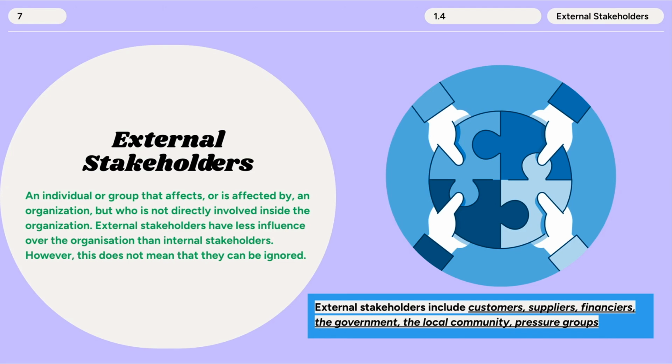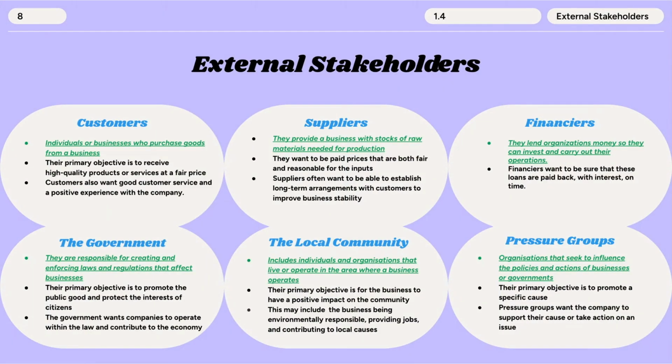So the full definition is an individual or group that affects or is affected by an organization, but who's not directly involved inside the organization. External stakeholders have less influence over the organization than internal stakeholders. However, this is super important. External stakeholders have less influence over the organization than internal stakeholders, but this does not mean that they can be ignored. And examples of external stakeholders include customers, suppliers, financiers, the government, the local community, or society, and pressure groups. Okay, so here are the different groups of external stakeholders.